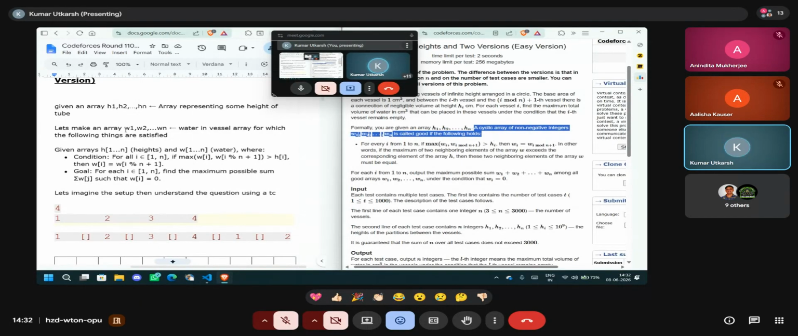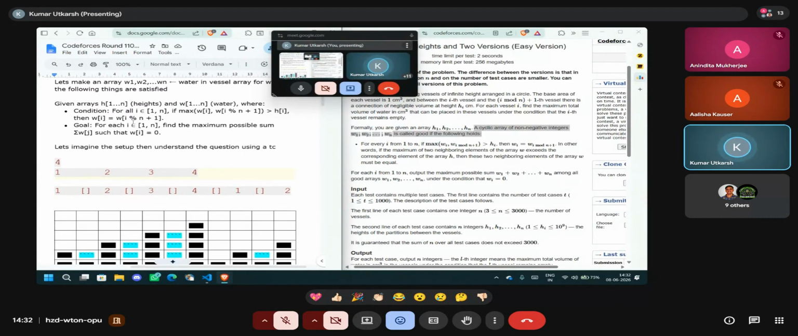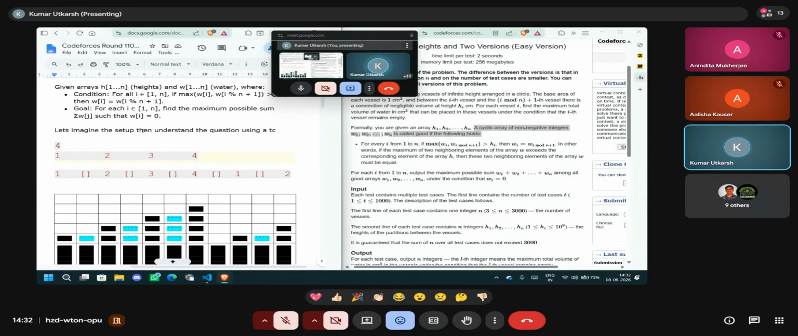So we have W1, W2 be the water in the vessel for an array, for which the following are satisfied. And it all goes in a cycle, right? Cycle means that for Hn, we get H1 after that. So what it's trying to say is that for the given condition, at this point, we have got this height.